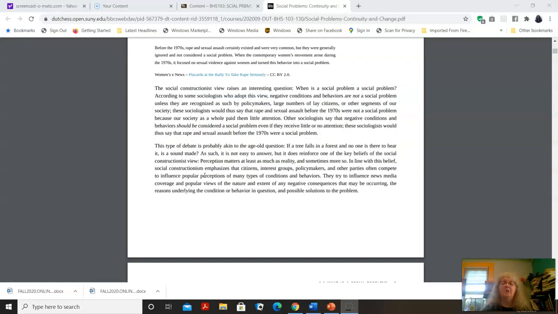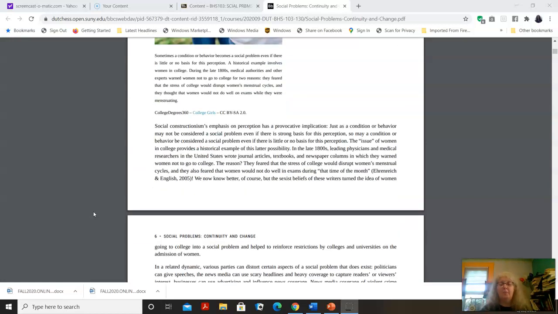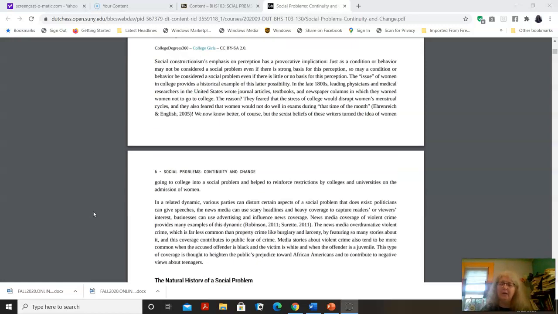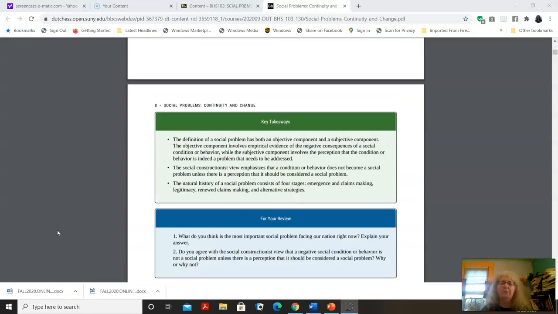Other sociologists say that negative conditions and behaviors should be considered a social problem even if they receive little or no attention. Thus, these sociologists would say that rape and sexual assault before the 1970s were a social problem, but they just weren't recognized as such, all right? So it talks quite a bit about social constructionism, and I would like you to think about what you think about that. Do you think that there are problems before we recognize them, or are problems not problems until we recognize them? And we'll talk about the natural history of a social problem a little bit later.